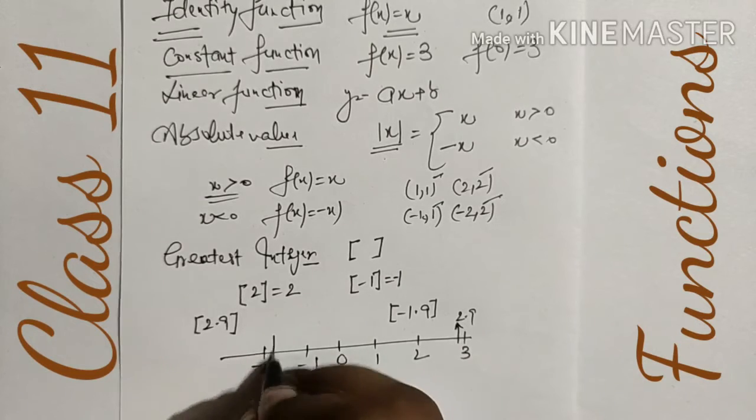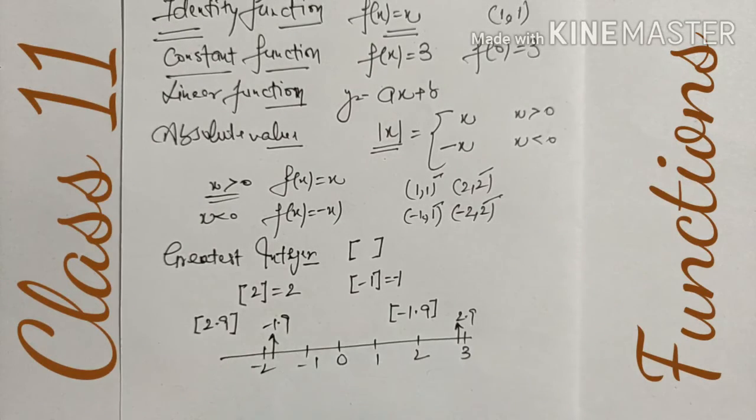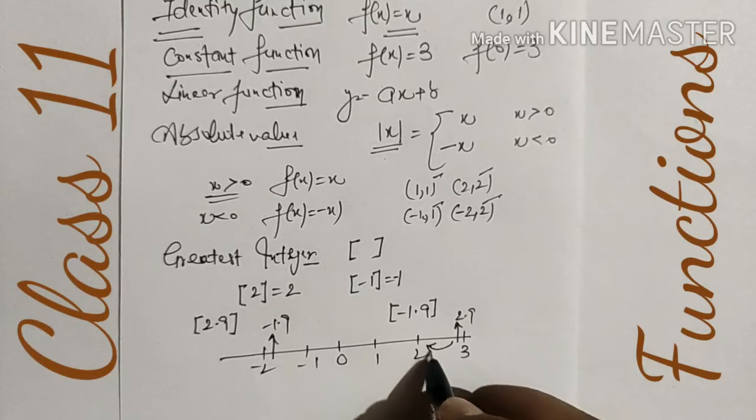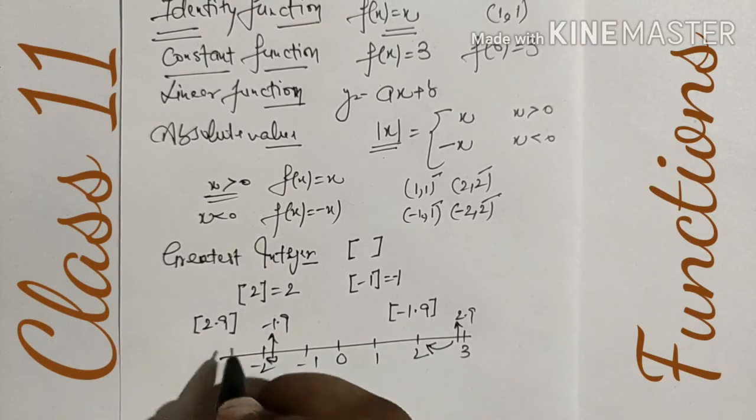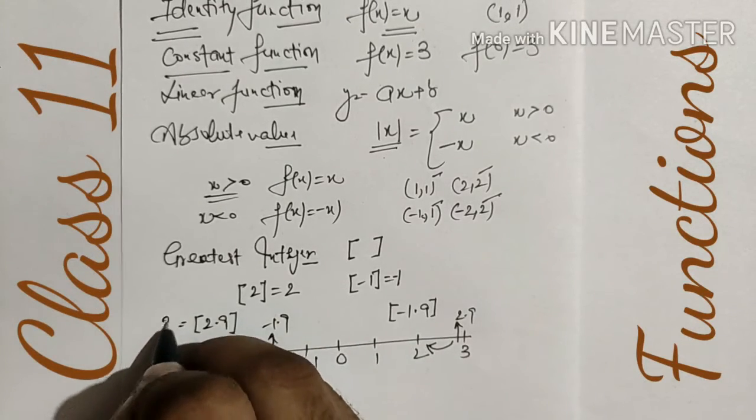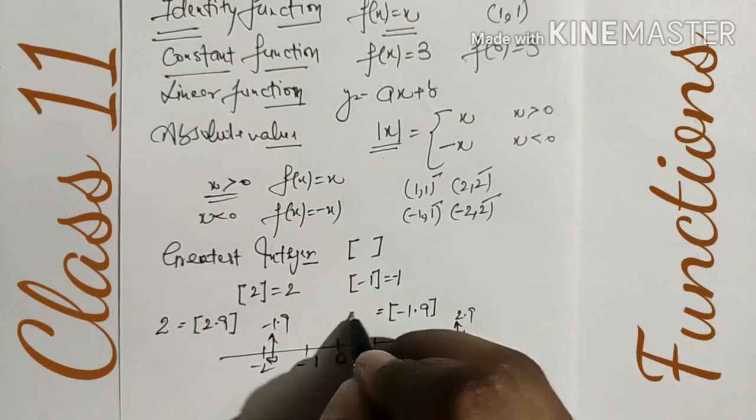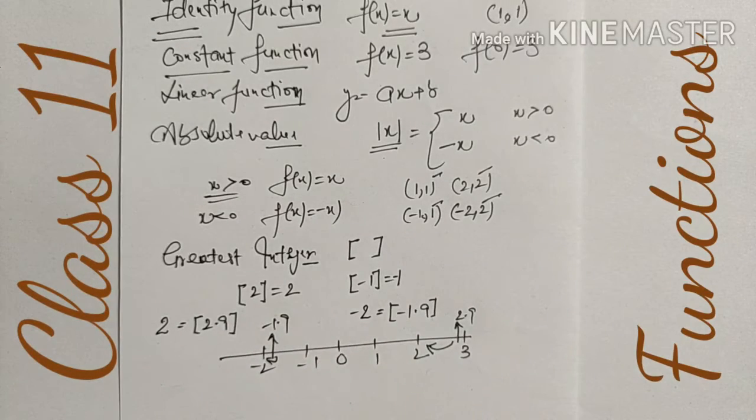2.9 is closer to 3 and minus 1.9 is just to the right side of minus 2. Here the answer of greatest integer in case of a fraction is just the first integer on the left. So the answer of 2.9 becomes 2 and minus 1.9 becomes minus 2.